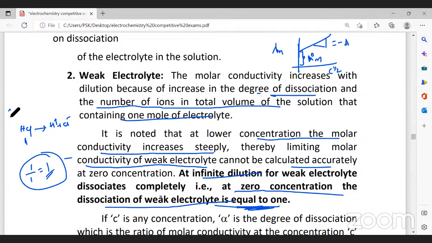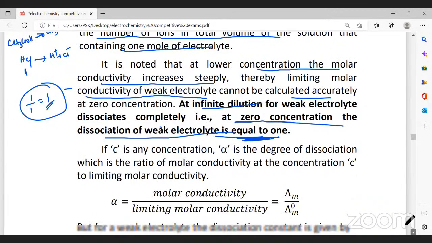Likewise, if you take a weak electrolyte at infinite dilution, it is assumed to be completely dissociated. See here, only a one-sided arrow mark I've written, even though acetic acid is a weak acid. At what dilution is this? Infinite dilution. So we take the dissociation of a weak electrolyte to be equal to 1. We assume it to be completely dissociated. Did you follow this? Yes, sir.